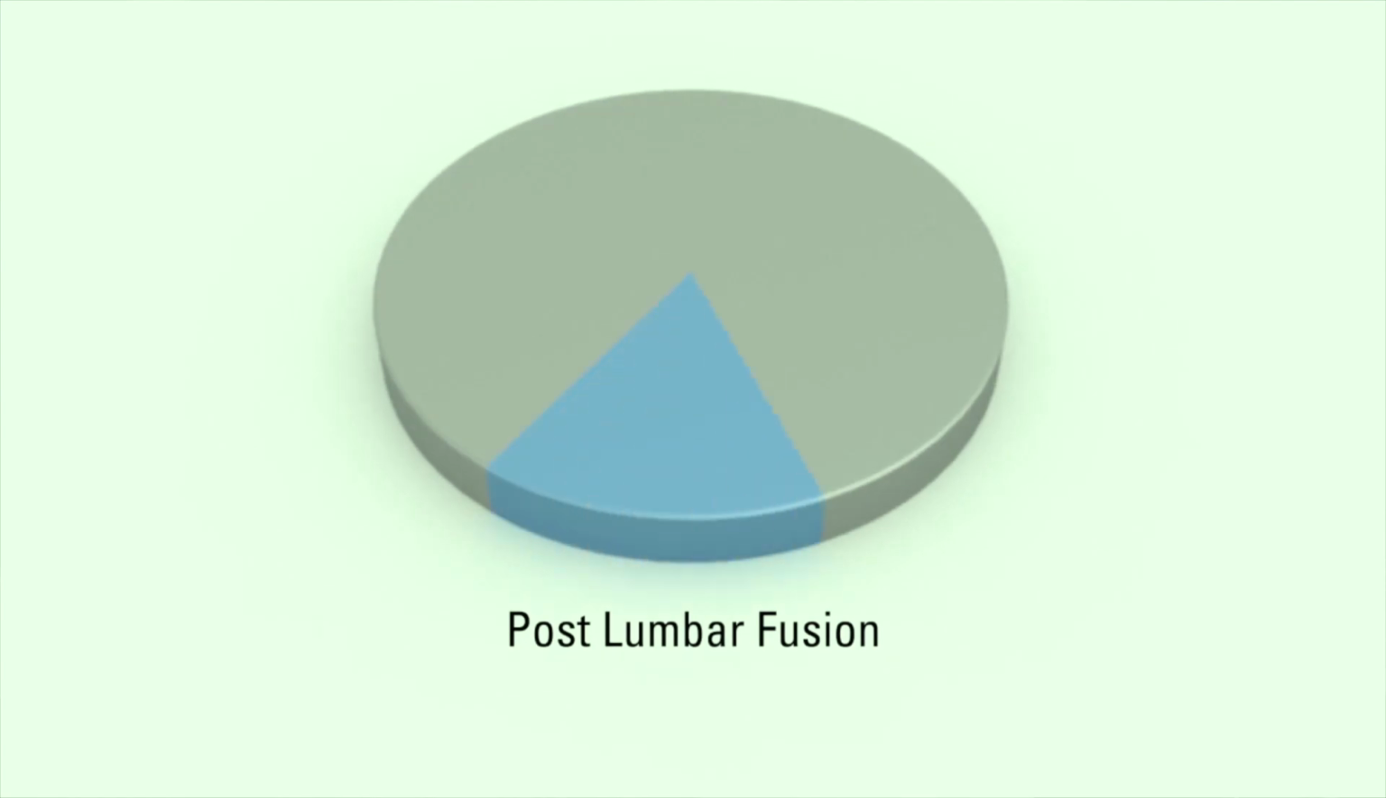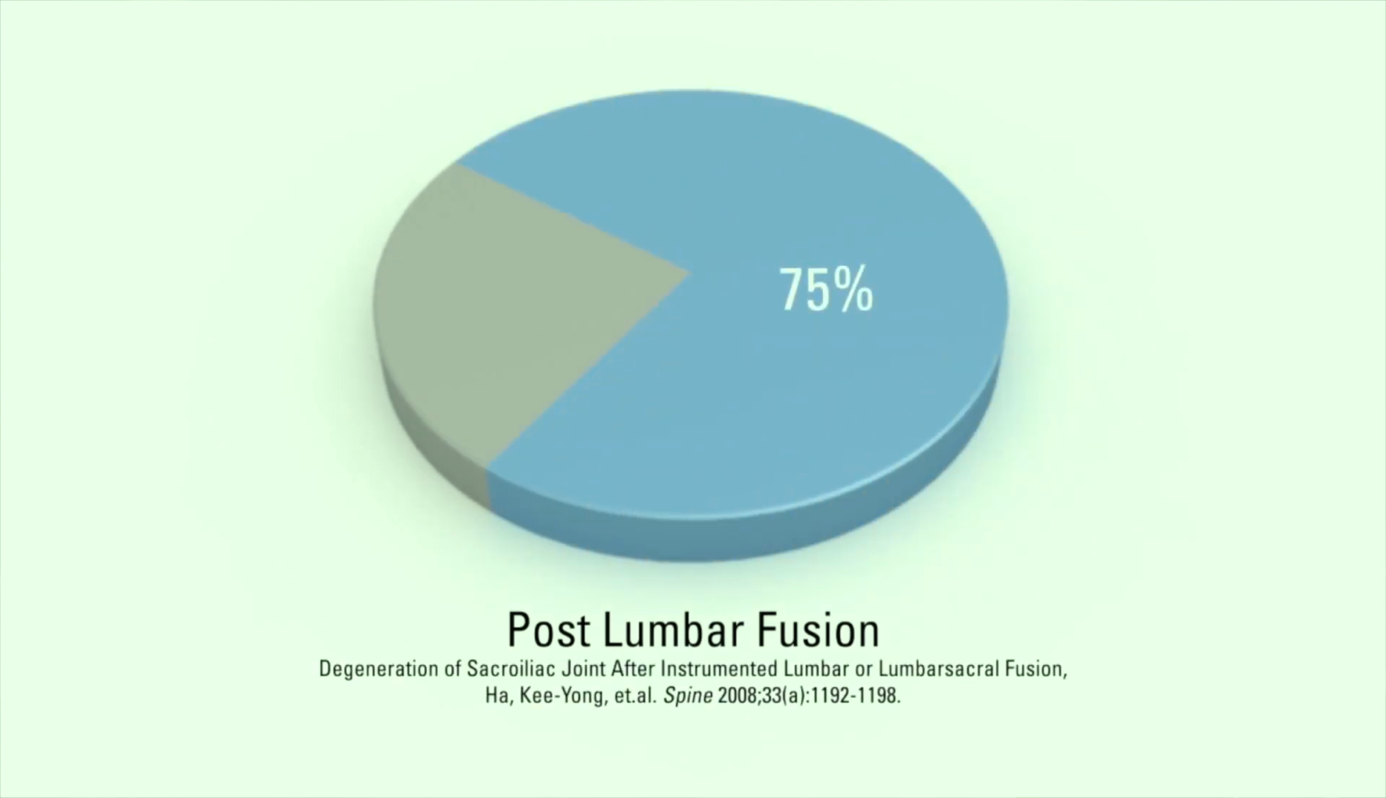The prevalence of SI joint pain is up to 30% of patients who have low back pain and up to 40% of patients who have had previous back surgery, including fusions. The incidence of SI joint pain is on par with patients who suffer from degeneration of the low back and hip arthritis.